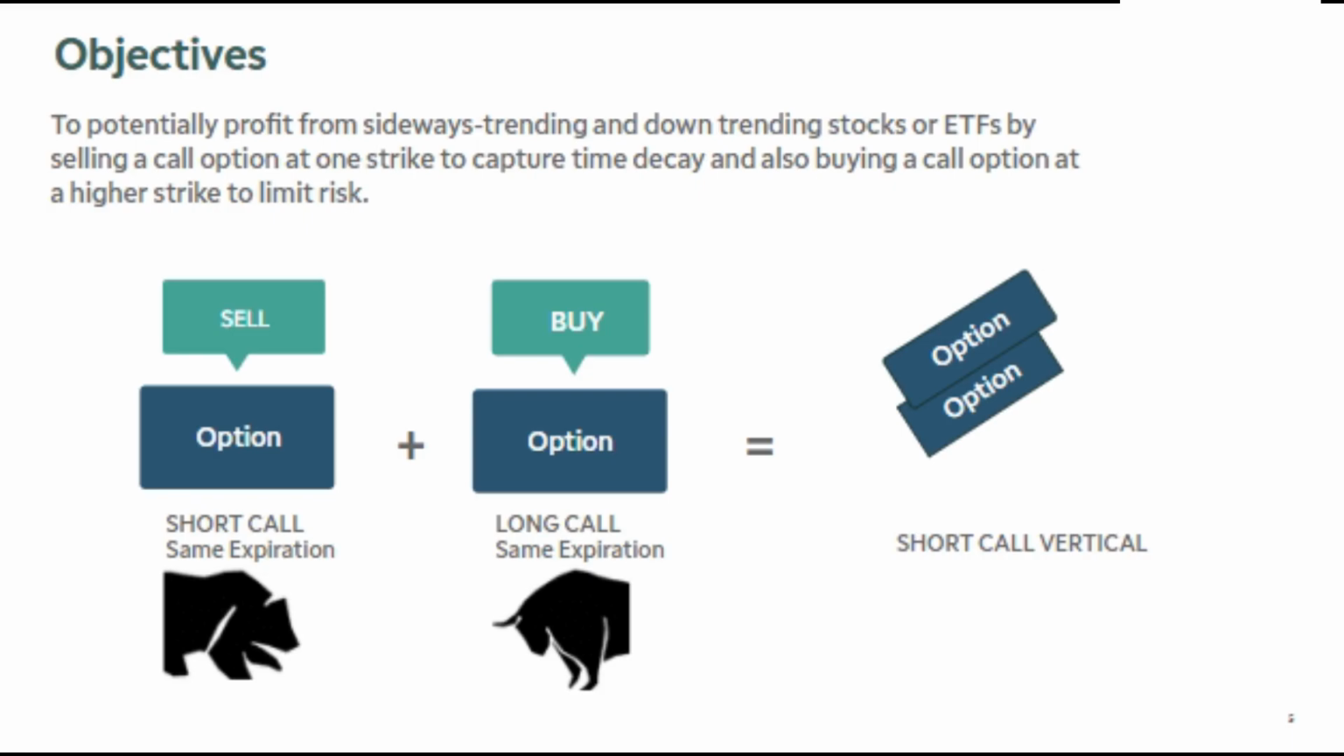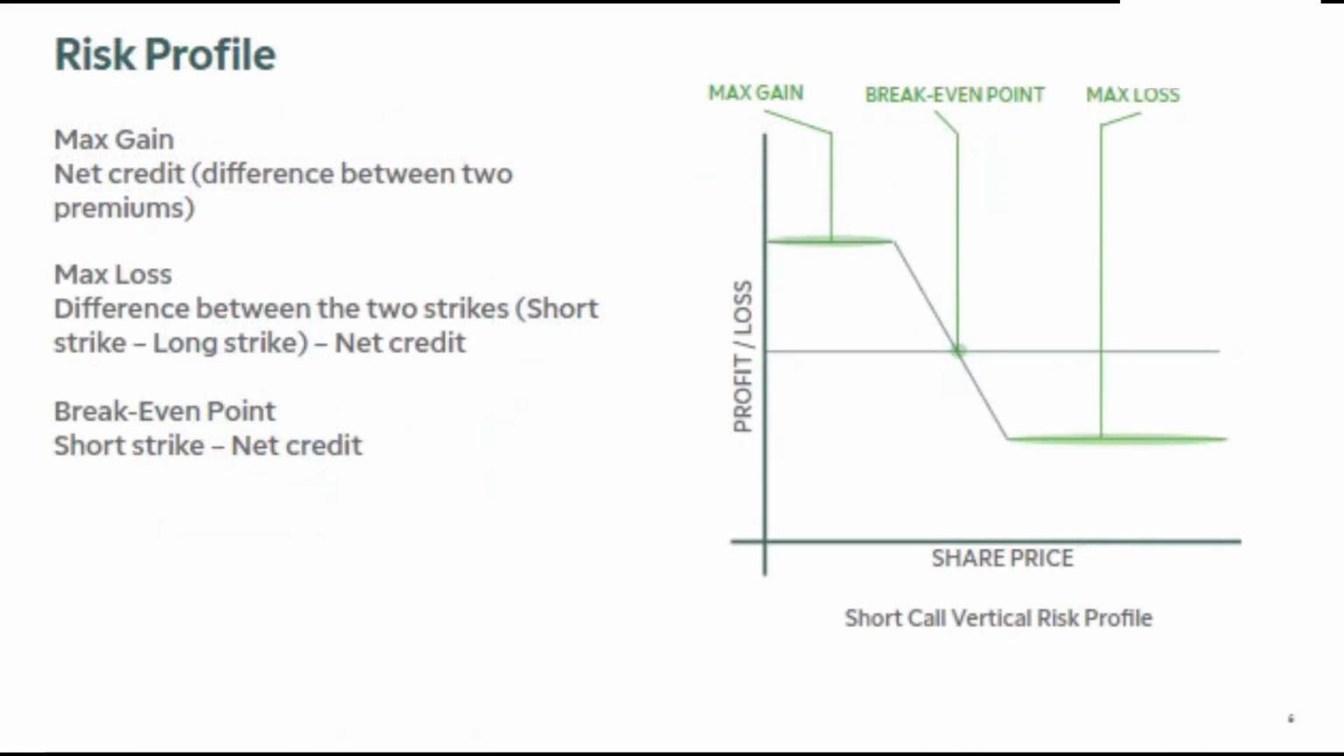If you're not familiar with risk profiles, we've used them a little bit in our previous slides, but they're really useful. You can see on this slide, to the right, the graph: with the short call vertical, your profitability range is on the downside. So if the stock stays where it is or goes down a little bit, you make money. If it does what you don't think it's going to do, if the stock goes up, you are going to lose on that trade, but there's a max loss on it.